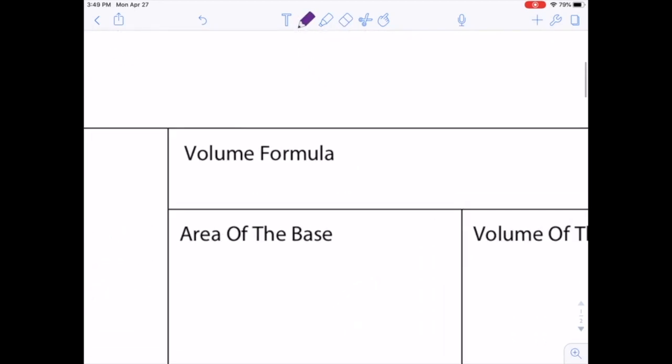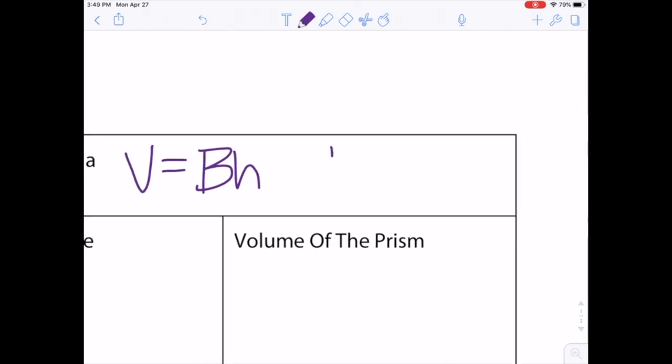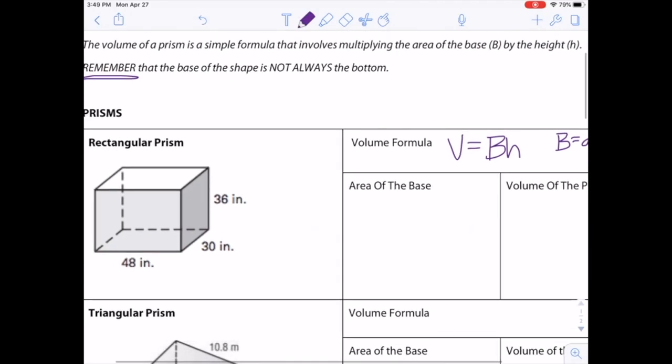And the reason why that's important is because our formula for any prism or cylinder is big B little h. And it's important to note that big B is the area of the base. So we need to first, before we do anything, find the area of the base. So for this first example, we need to find the area of our base, and again, our base is the bottom for this one. So we're going to find the area of that base.